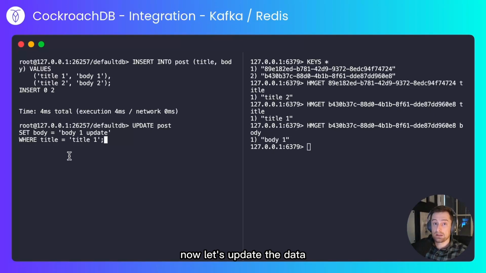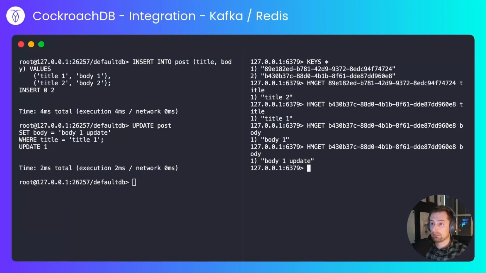Now let's update the data. With this query, we'll update the second object we inserted, and let's see what that looks like. With this update, we've set the body for the first row to body1 update, and that's visible here in Redis.